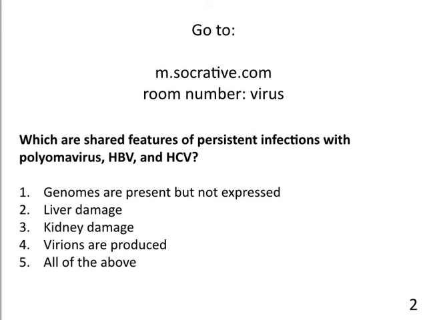They don't all cause liver damage. Not all the polyomas cause liver damage. Kidney damage, not all of them. It's not all of the above. So virions are produced. This is the typical pattern that I want you to understand for these viruses. Measles might be part of this, but again, we don't see any infectious virus. So if virions are produced, they're not virions, they're non-infectious particles.